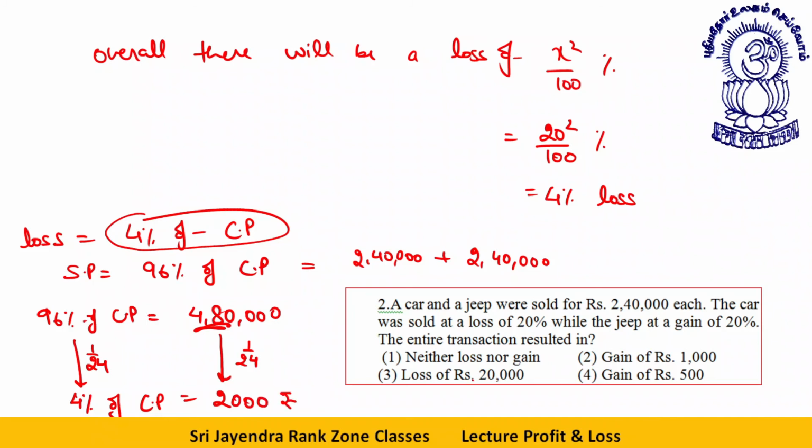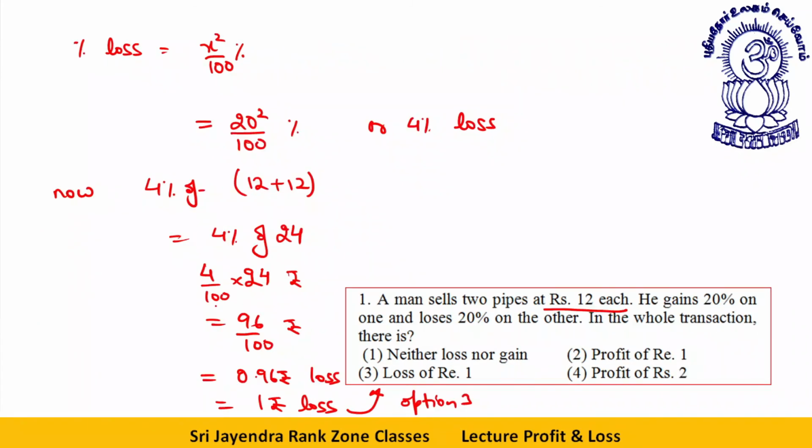So overall there is a loss of, if I'm not making any mistake, loss of 2,000 rupees. Let me re-verify. 4,80,000. This should be 1 zero less. Okay, this will be your answer. Okay, let's move back to the previous question. I made some mistake. Now see, wait, let me correct this.